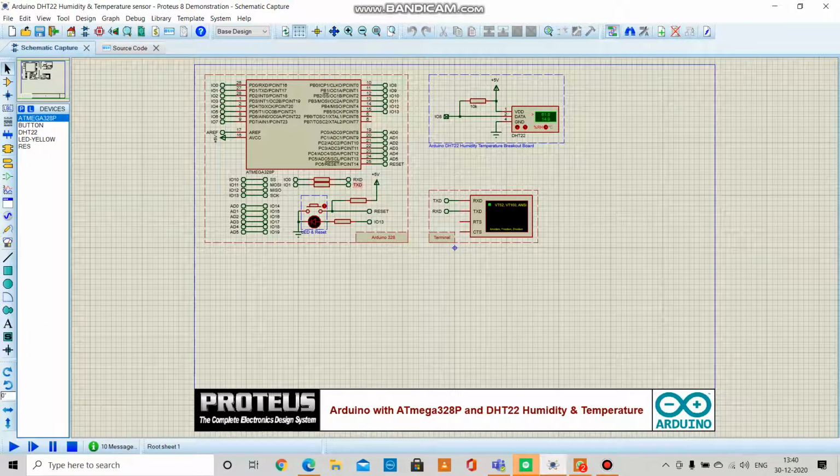Now we have to verify the second condition, that is temperature should be less than or equal to 15 and relative humidity is greater than 60%, and on this condition the valve should blink for 0.5 seconds. Now let's check. It is blinking for 0.5 seconds.